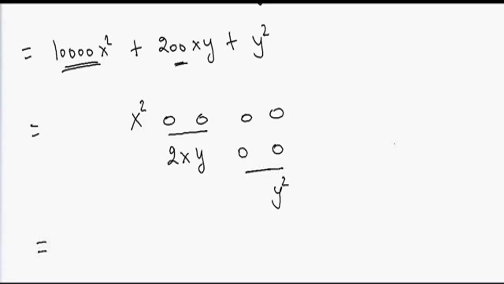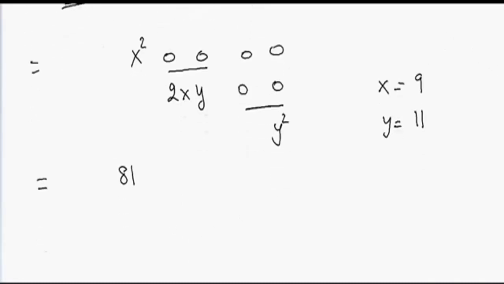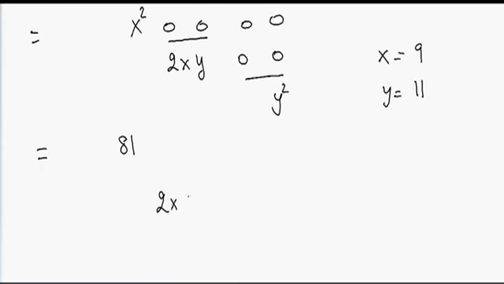So again, if I have x equal to 9 and y equal to 11, then you can see that 9 square is 81. So there is no limit for x square here, right? And then we have 2xy, so 2 into 9 into 11. That will be equal to 18 into 11, and that will be equal to 198. So we'll have 198. And then we have y square, so 11 square is 121. So 21 and 1 here, right?